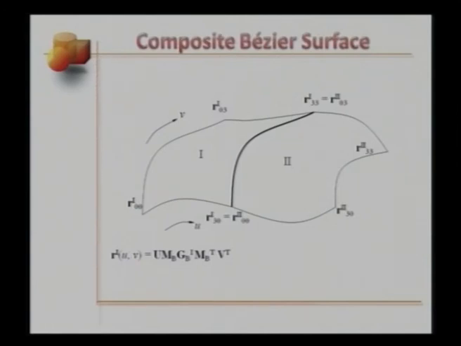From what we know from before on bicubic Bezier surface patches, the first patch R super 1 in U and V can be written as U M sub B G B super 1 M B transpose V transpose. And likewise, the second patch R 2 U V can be given by U M B G B super 2 M B transpose V transpose. Now let's look at positional continuity.